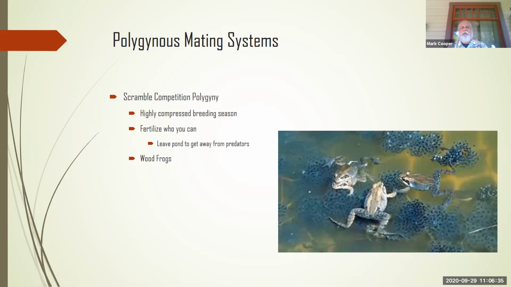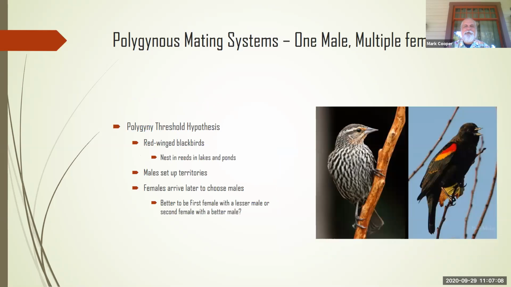And then there's scrambled competition polygamy. It's just a free-for-all. What happens is the breeding season is very short, so the males have to do what they can in a very short period of time. And you're not real picky, you just fertilize the world. These are a bunch of eggs in the water, and there's a male sitting up on top of a female right here on the left. These are wood frogs. And reality is she's laying eggs and you're just getting sperm in the water, and it's a free-for-all.